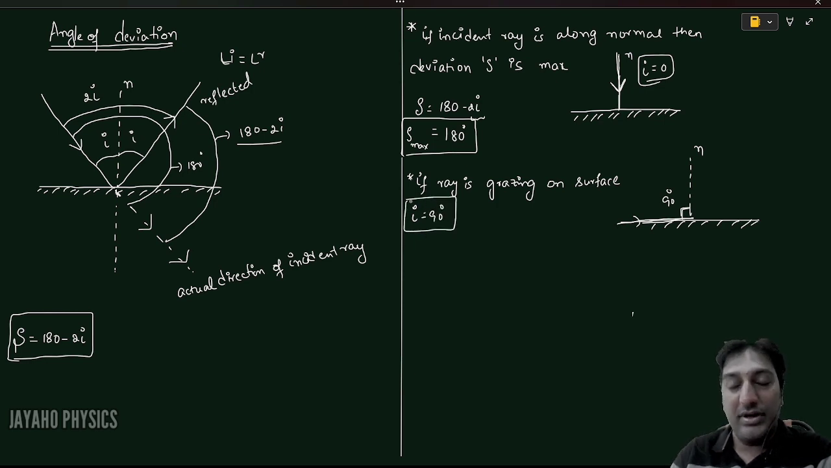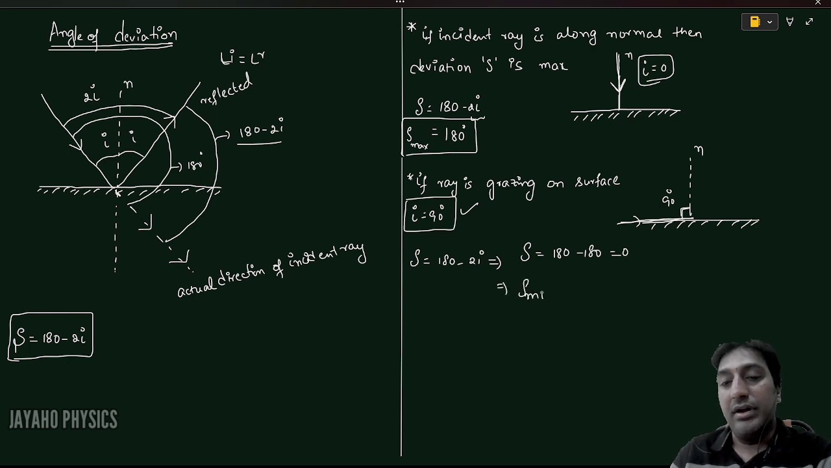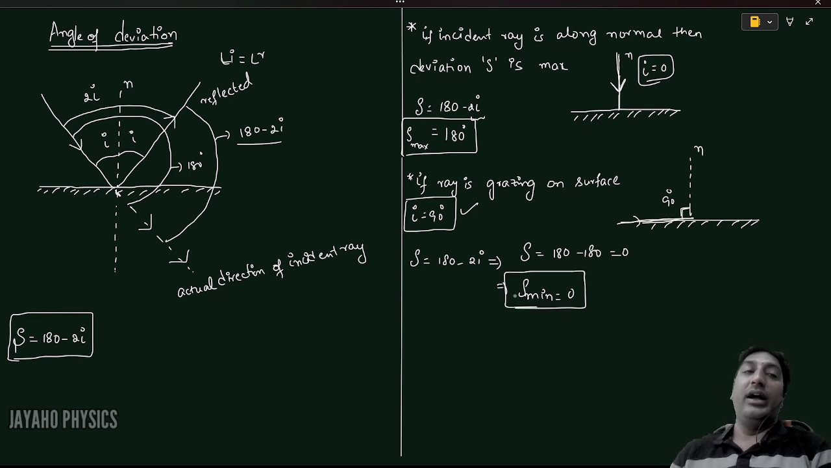The basic formula for delta is 180 minus 2i, and here i is 90. So if you substitute, delta is equal to 180 minus 180, which is 0. This is the condition for delta minimum. Delta is said to be minimum, equal to 0, when the ray is just grazing on a surface, and delta is said to be maximum when the ray is incident along the normal.